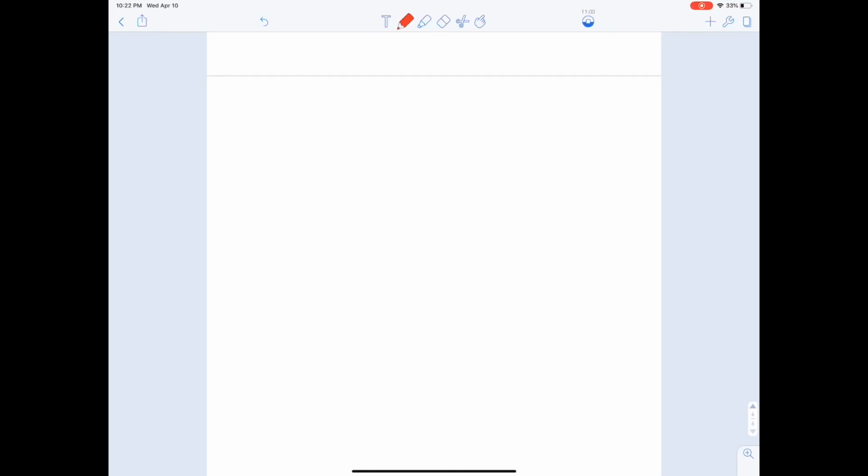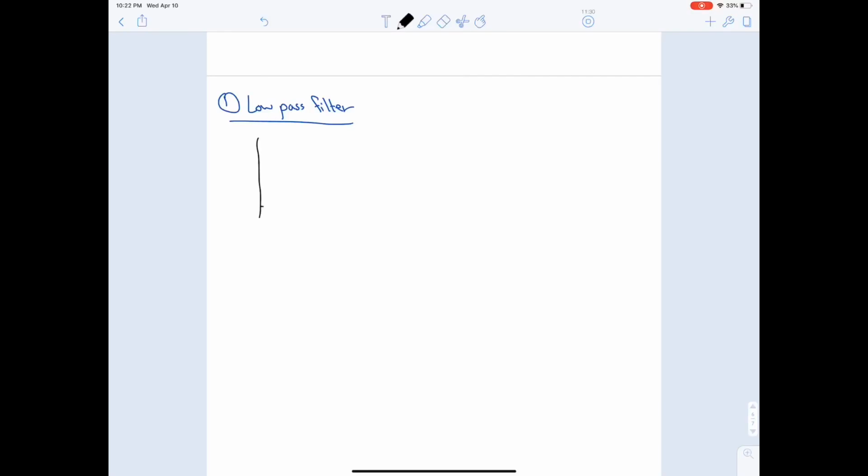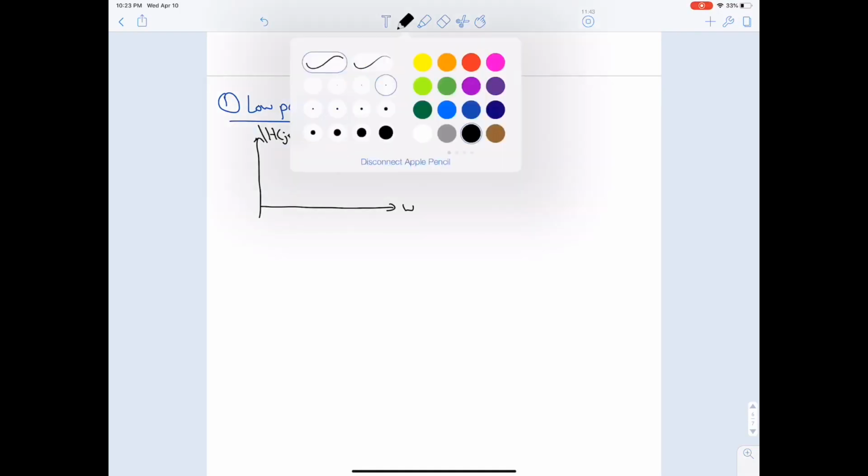Now we said that there are 4 categories of filters. The first one is low pass filter, then high pass, then band pass, then band reject. What are those filters? Let's start with the low pass filter. As the name suggests, it passes the low frequencies and the high frequencies get rejected. If I plot the magnitude plot here, this is magnitude with respect to angular frequency. We need to pass the low frequencies and reject the high frequencies.